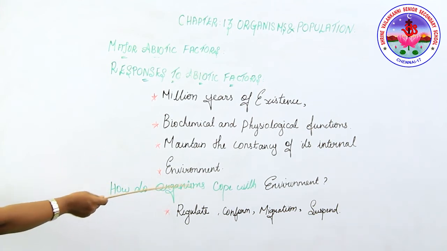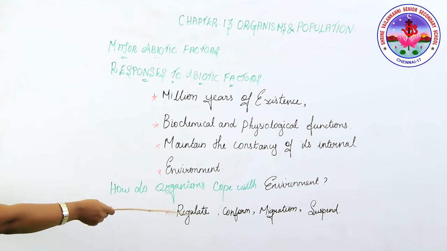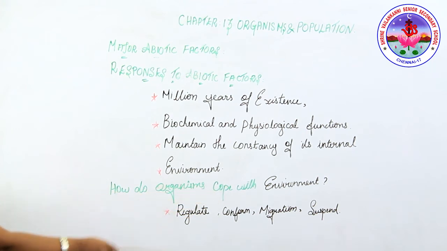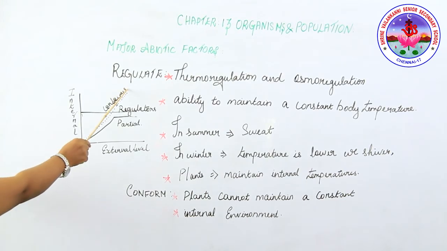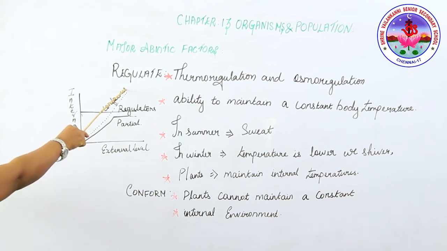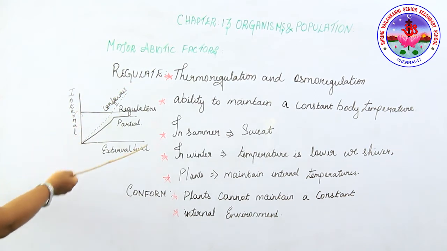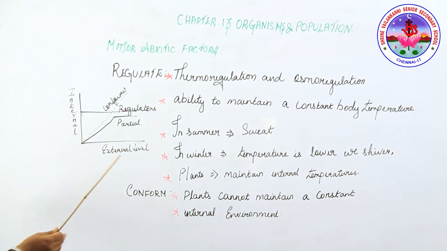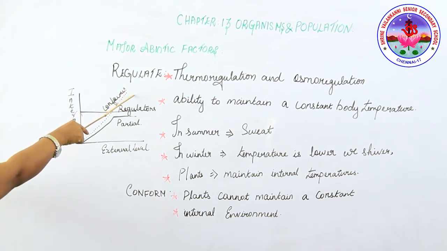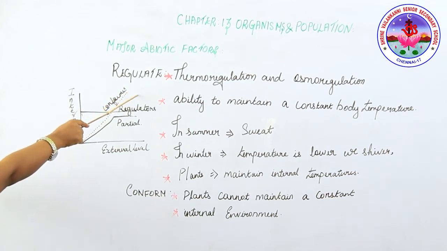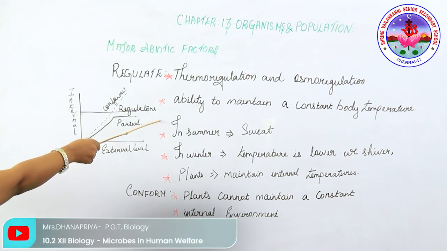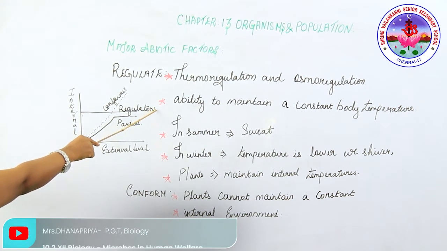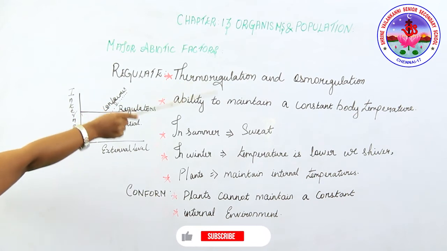How do organisms cope with the environment? Regulate, conform, migrate, suspend. These are the ways organisms cope with the environment. First we're going to discuss regulate. Regulate is nothing but thermoregulation and osmoregulation. In simple words, how we manage body temperature to keep it constant. Some organisms maintain homeostasis by physiological and behavioral means. All birds and mammals and a few lower vertebrate and invertebrate species maintain homeostasis by thermoregulation and osmoregulation.